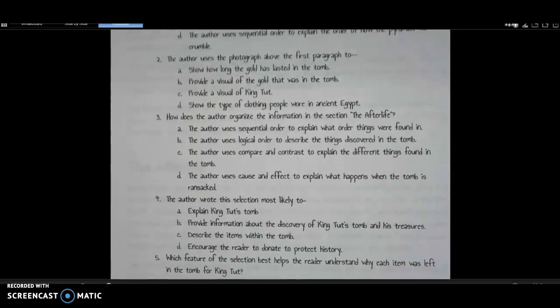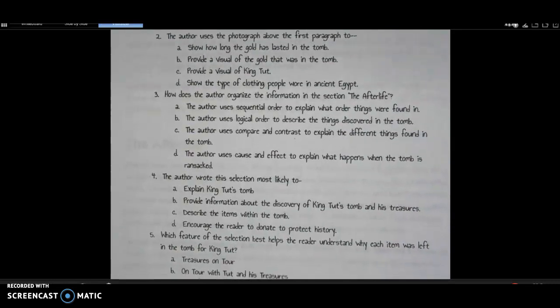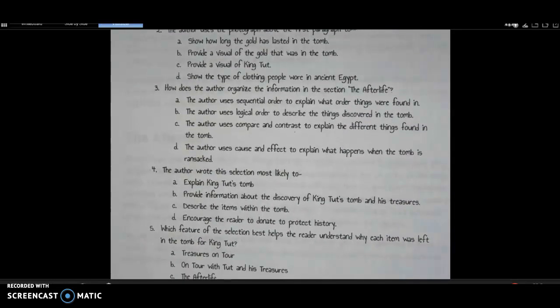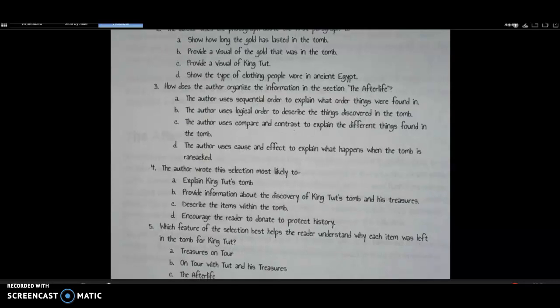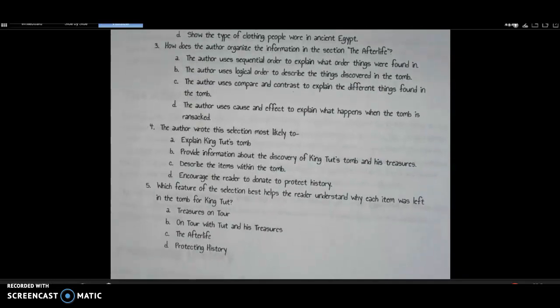3. How does the author organize the information in the section The Afterlife? A. The author uses sequential order to explain what order things were found in. B. The author uses logical order to describe the things discovered in the tomb. C. The author uses comparing and contrast to explain the different things found in the tomb. Or D. The author uses cause and effect to explain what happens when the tomb is ransacked.